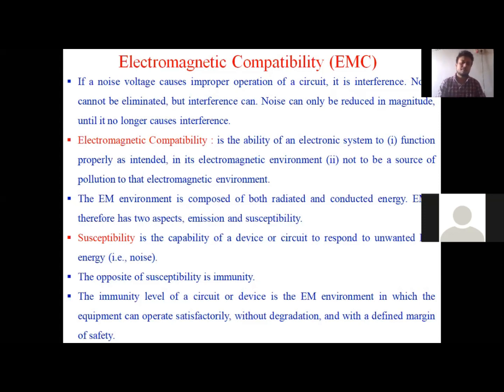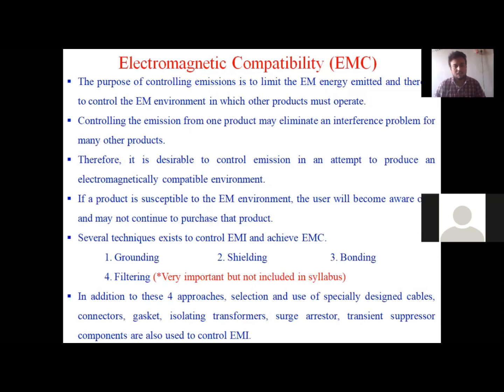So how to improve the immunity of a device? The emission, the radiation generated by the device should be controlled so that one can make the device less susceptible and more immune to electromagnetic interference. Controlling the emission from one product may eliminate an interference problem in many other products. Therefore, it is desirable to control emission so as to make the device compatible with the electromagnetic environment.